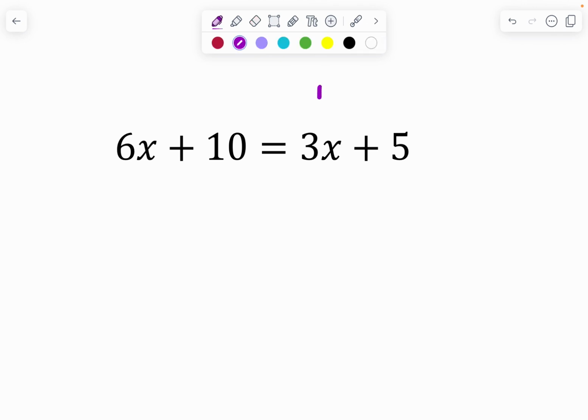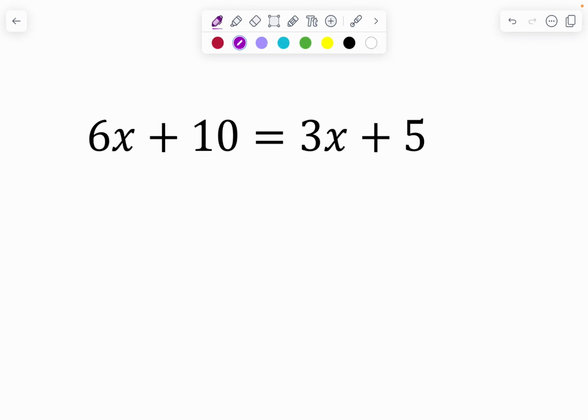So what I'm saying to you is this 3x needs to be over here, but in order to do that, I have to make it disappear. So how do I make this 3x disappear from that side? I've got to subtract it. So I'm literally going to take away 3x from this side, and then I'm going to take away 3x from the other side, because again, I need to do it once to each side to keep it balanced, see?